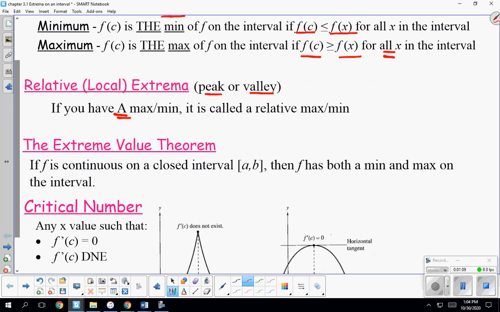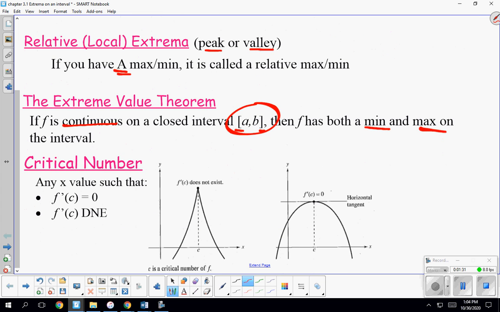Extreme value theorem has been popping up on the AP test more recently. If f is continuous on a closed interval, so as long as you don't have to pick up your pencil at all, no open circles, even at the endpoints, then it must have a minimum and a maximum somewhere on the interval. So it has to have a highest point as long as it's continuous everywhere in that interval.